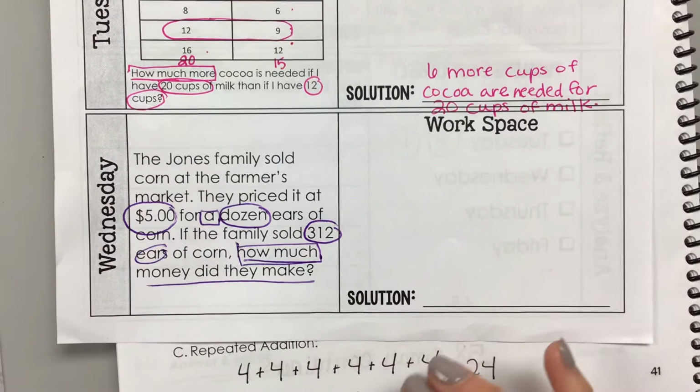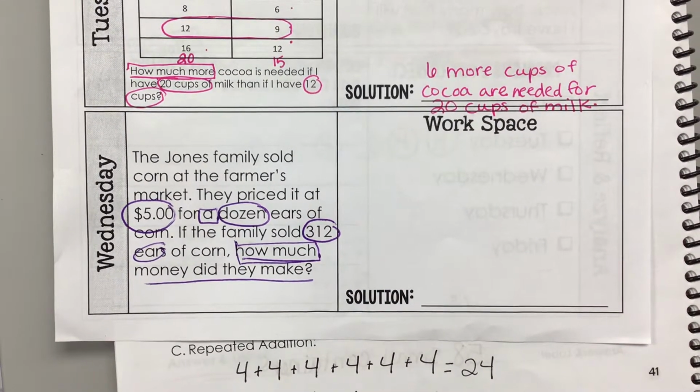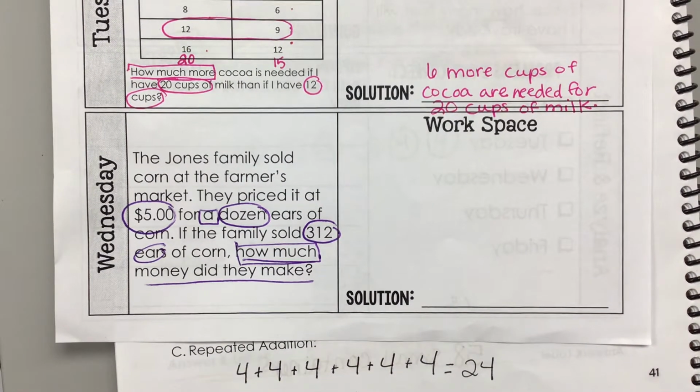Okay, so what is a dozen? What does a dozen mean? 12. So we know that for every 12 ears, they charge $5.